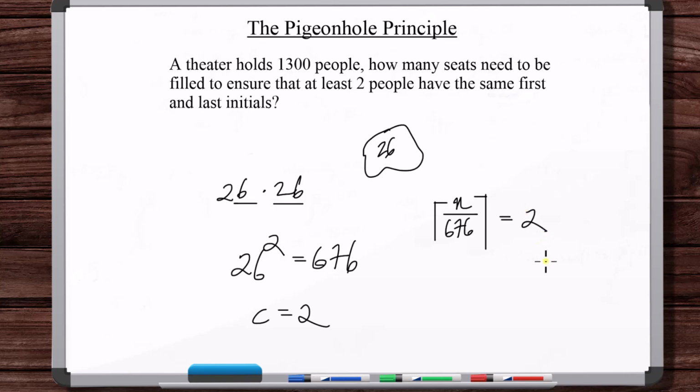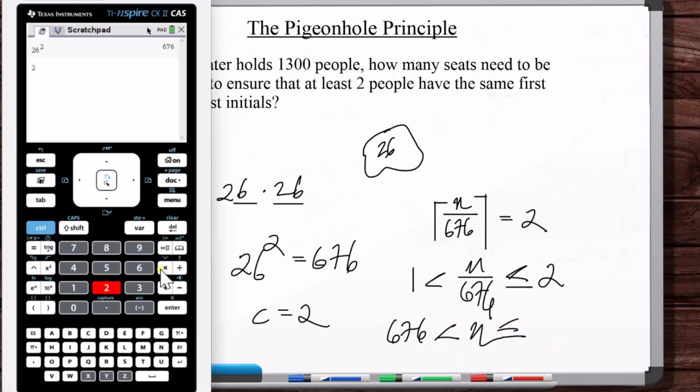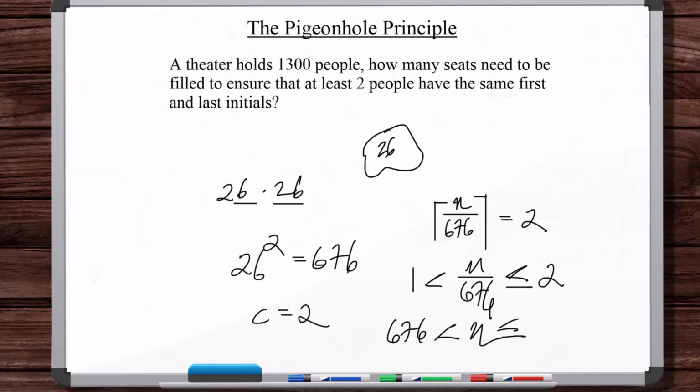Okay, so we've got n divided by 676 needs to be greater than 1. So 676 times 1 is 676, plus 1. Okay, the minimum is 677.